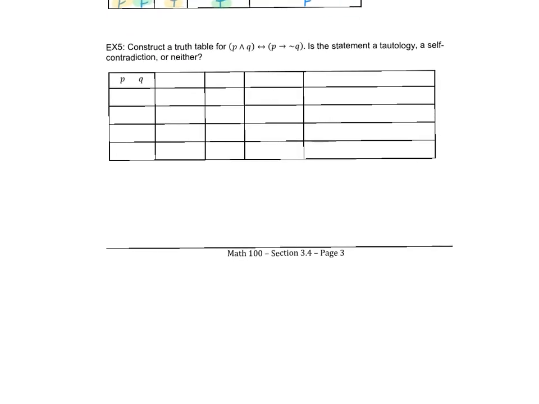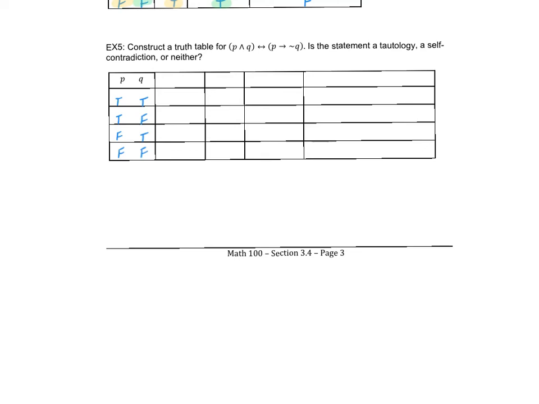All right, let's look at example 5. We're going to construct the truth table for parentheses P and Q, if and only if parentheses if P then not Q. So I only have two simple statements, P, Q. So again, true, true, false, false, true, false, true, false.